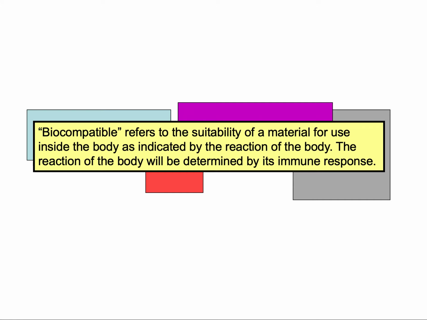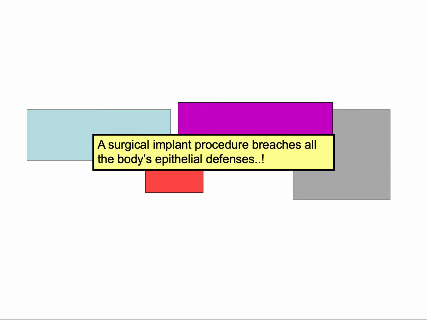So biocompatibility, just a reminder, refers to the suitability of a material inside the body, and the suitability is indicated by the reaction of the body. And the reaction of the body, actually, it's the immune response. And skin and barriers play a big role in building up our immune response for any invading microbes or any implanted material. Keep this in mind, that a surgical implant procedure breaches all the body epithelial defenses, which are the skin and the barriers. And we need to pay attention to this, because once we did that, our body will react and the immune response will start. So we need to understand what will happen when we do this.